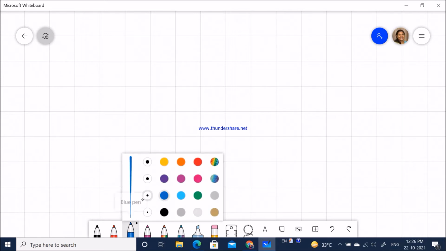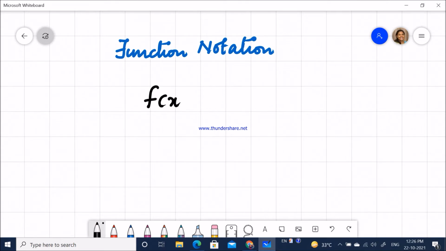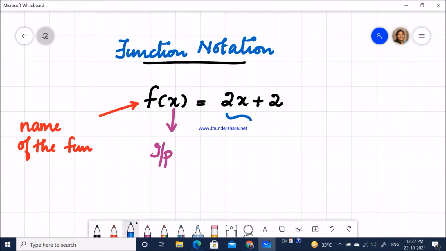What do you mean by function notation? Suppose there is a function f of x is equal to 2x plus 2. Here f is the name of the function. And this x is the input. And this 2x plus 2 is the corresponding output. Okay, here f of x, f is the name of the function, x is the input value and 2x plus 2 is the output value.